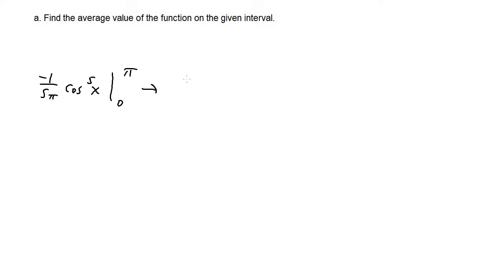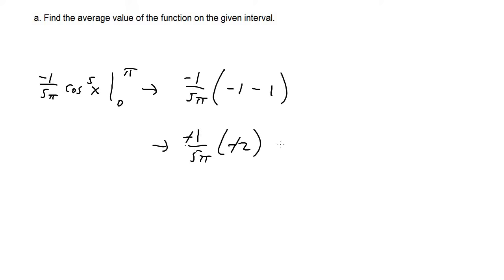So when we evaluate, we do have negative 1 over 5 pi as a constant, times, now when I plug in pi for x, we have cosine of pi, which is negative 1. Negative 1 to the fifth is negative 1, minus, when I plug in 0 for x, cosine of 0 is 1, 1 to the fifth is 1. So then we have negative 1 over 5 pi times negative 2. Negatives will cancel, and so our final answer is going to be 2 over 5 pi as the average value of the function over the given interval.